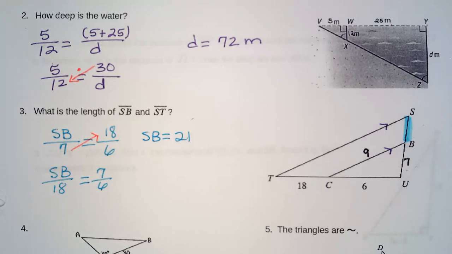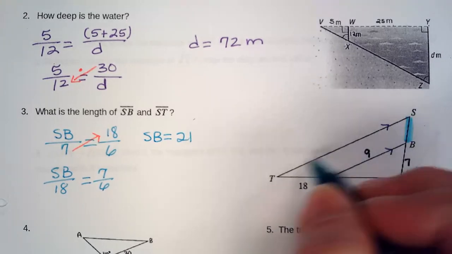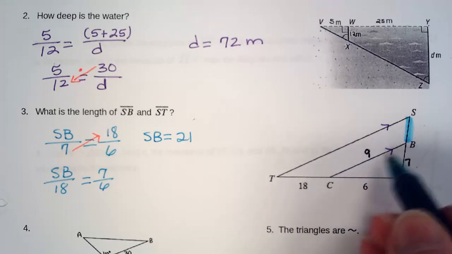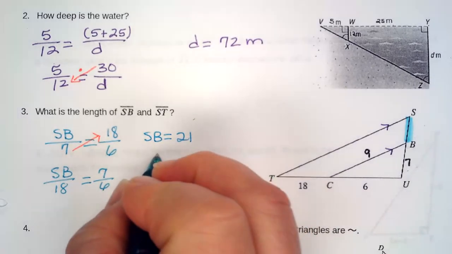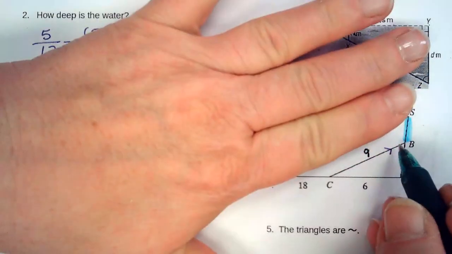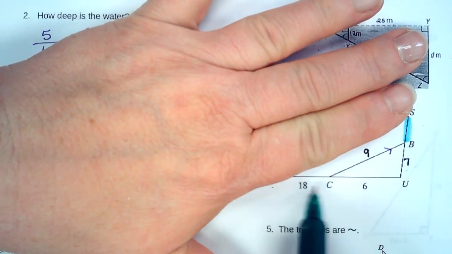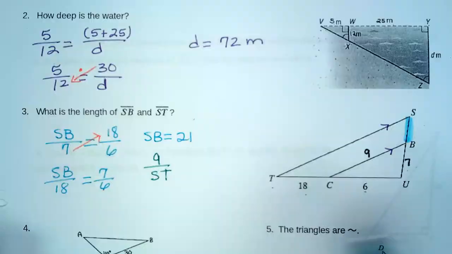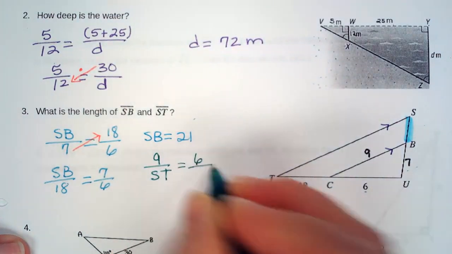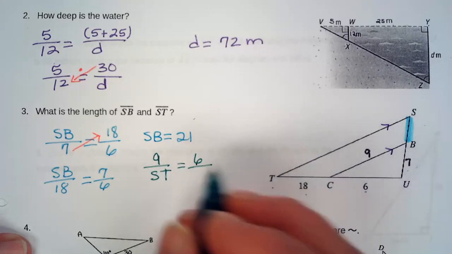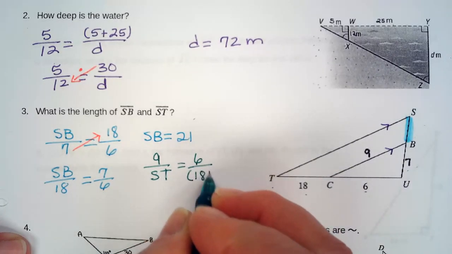Okay, to find ST. ST is this long piece here. If you're looking, the two bases are 9 and ST. 9 over ST. 9 is on that smaller triangle. Now I'm going to use the bottom numbers. So this is 6. And then the whole thing, because we're looking at the bigger triangle, the whole thing is 18 plus 6.